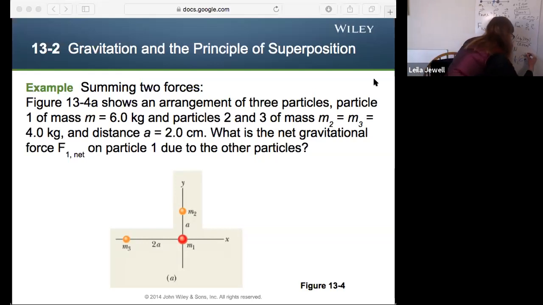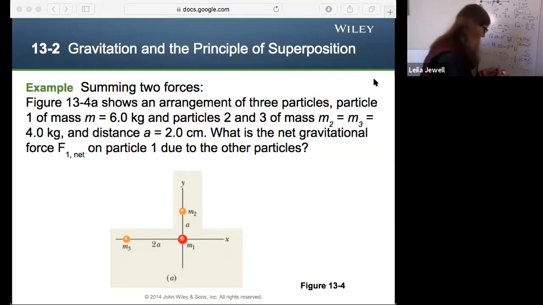Because this is just F1 on 2, we get that this is 1/4, I'm still on the screen for now, of 4.00 times 10 to the minus 6 newtons. And so that'll just be 1 times 10 to the minus 6. So F that particle 1 feels due to particle 3 is 1.00 times 10 to the minus 6 newtons.